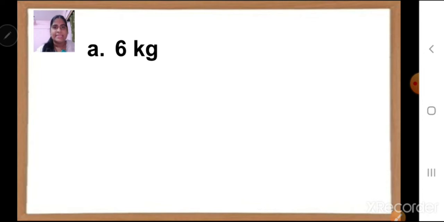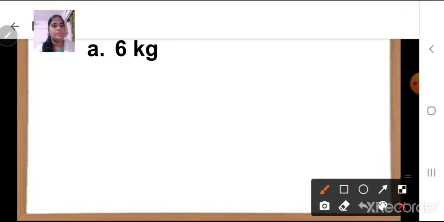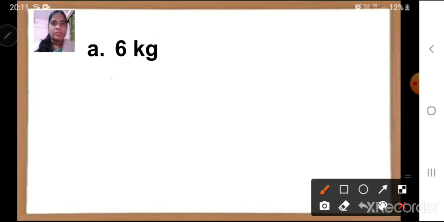A1, 6 kg. Okay, so we have to convert kg into grams. That is kilograms into grams, right? And we know the formula. What is the formula? 1 kg is equal to 1000 grams. Correct? So let us solve it. First, I'll write 1 kg is equal to 1000 grams.